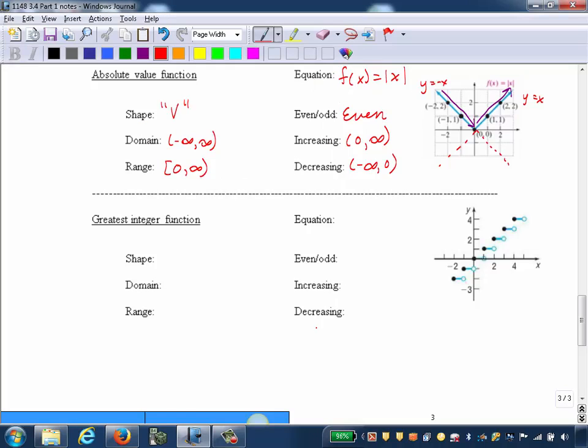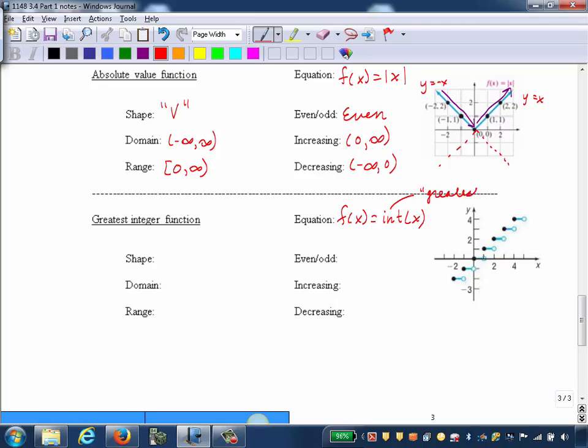The last type of function in our library of functions is the greatest integer function. This is probably new. You may not have seen this in a previous course. The equation of a greatest integer function is f of x equals, and we use the abbreviation int for integer, parentheses x. So when you see that int x, you read this.